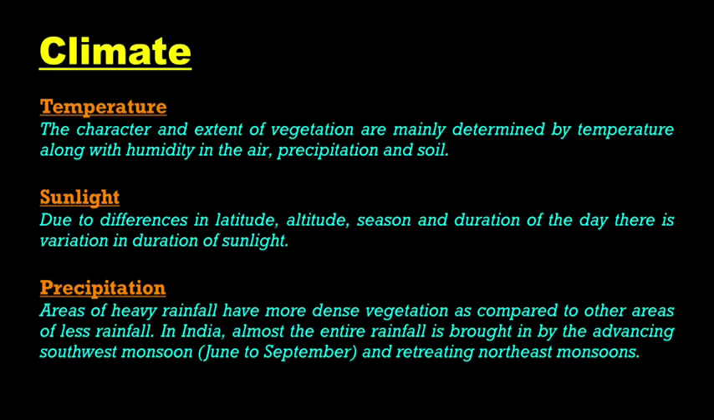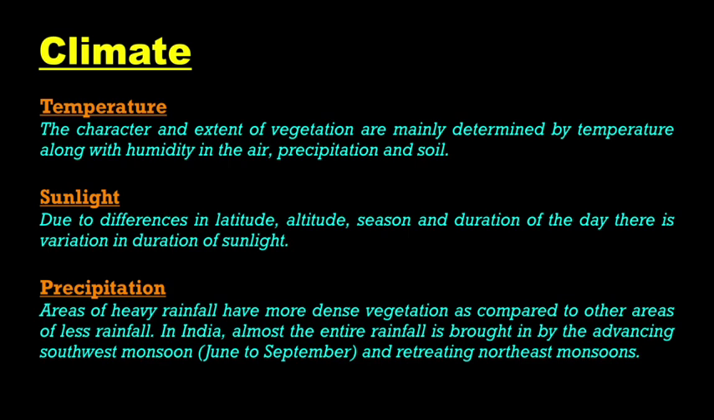Second factor is climate. In that, the three sub-factors are temperature, sunlight, and precipitation. First, the temperature. The character and extent of vegetation are mainly determined by temperature along with the humidity in the air, precipitation, and the type of soil. Second is sunlight. Due to the differences in latitude, altitude, season, and the duration of day, there is a variation in duration of sunlight. Yes, of course, there is a reaction which is known as photosynthesis, and the main factor that is required for photosynthesis is nothing but the sunlight.